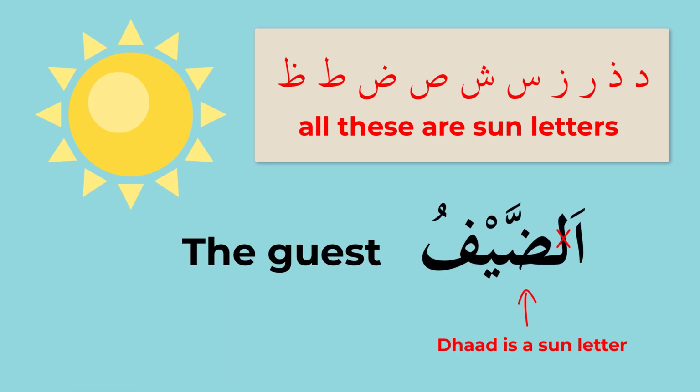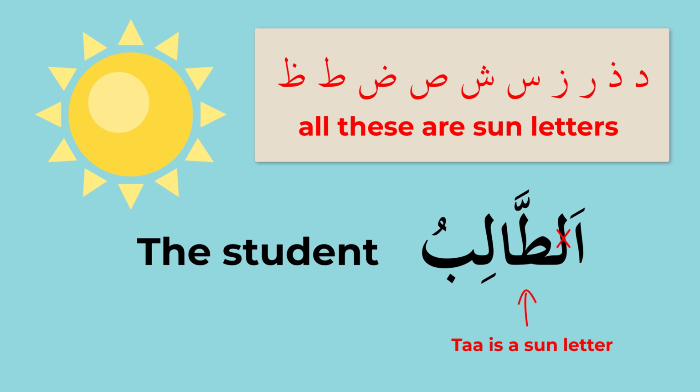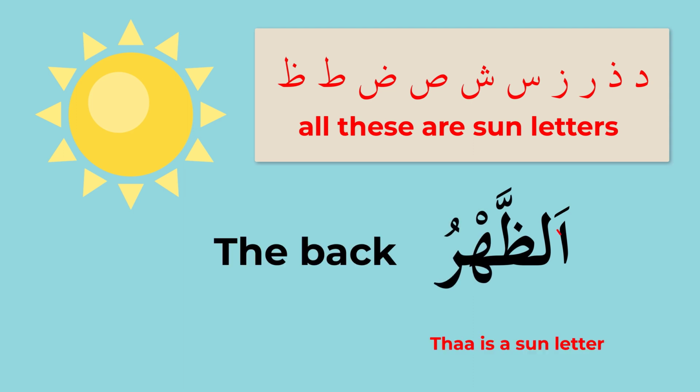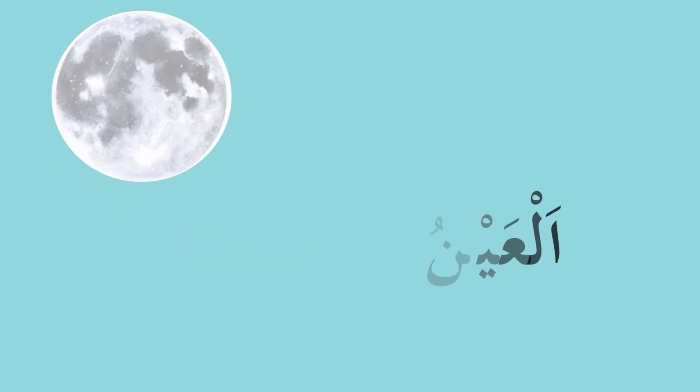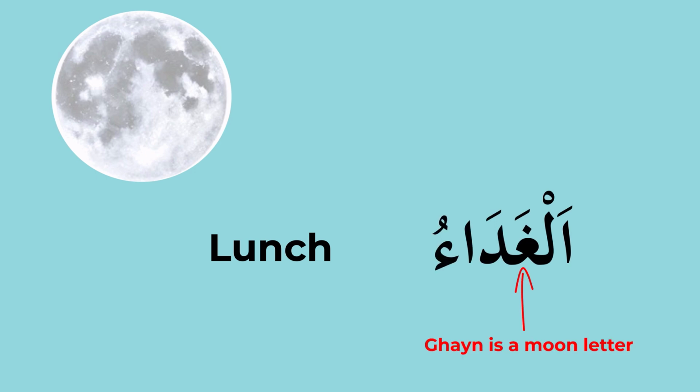Ad-daifu, the guest. And then at-talibu, not al-talibu, but at-talibu. Then, brother, az-zahru, your back. And then al-ainu, the eye. We pronounce lam, al-ainu. Okay? And al-ghadaw, lunch. Al-ghadaw. Okay, brothers and sisters?